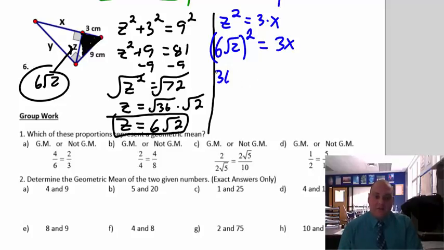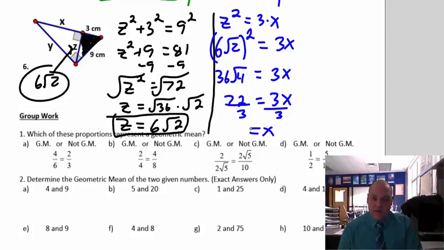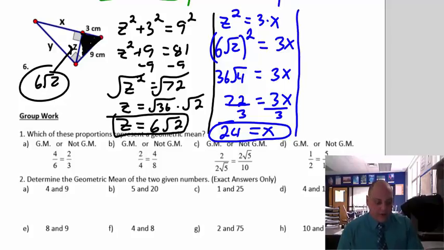This is going to be 36 radical 4. Radical 4 is 2. 36 times 2 is 72. And then divide by 3. And x is going to be 24. X is 24.